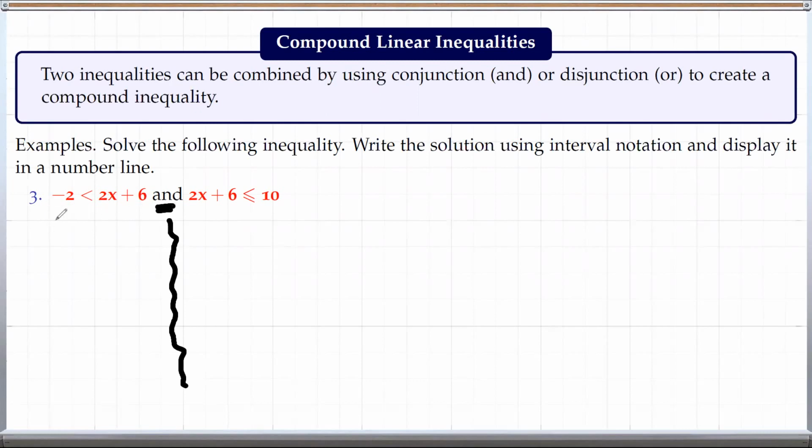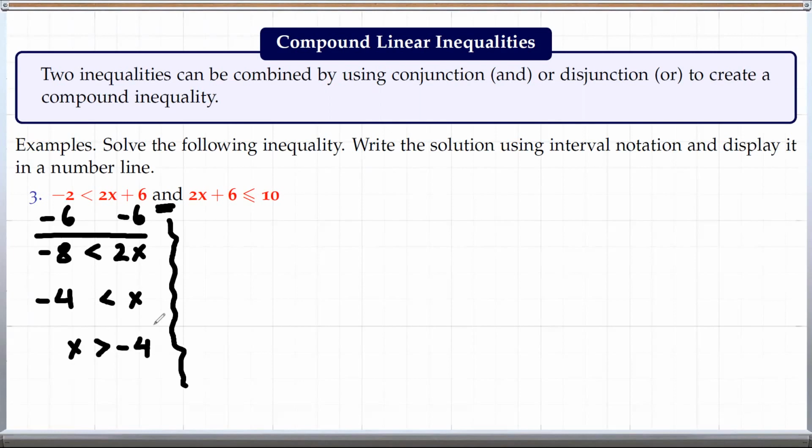Here you want to subtract 6 from both so that we can isolate x. So this will be negative 8 less than 2x. And then we can divide both of these by 2. So we get negative 4 less than x, or you can write this as x is greater than negative 4. So this is one solution, the solution to the first one.